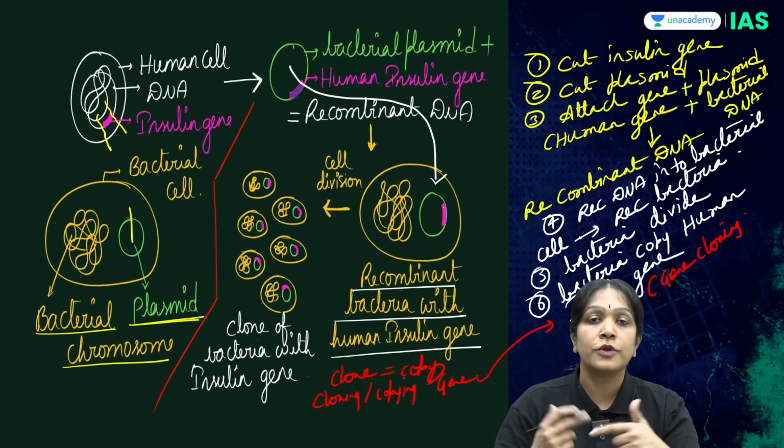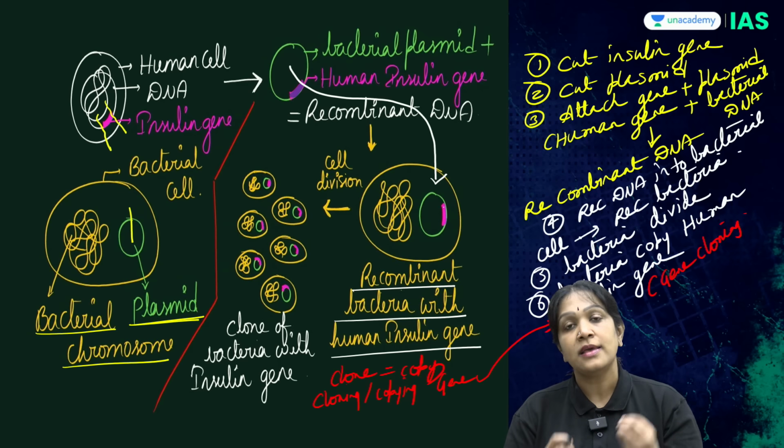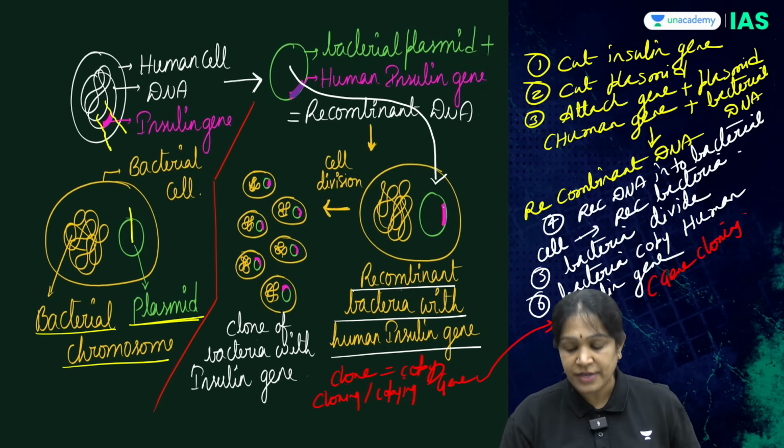Which gene have we cloned? The human insulin gene. Who cloned it? The bacterial cell. It means we used the bacterial cell as a Xerox machine to copy our gene.